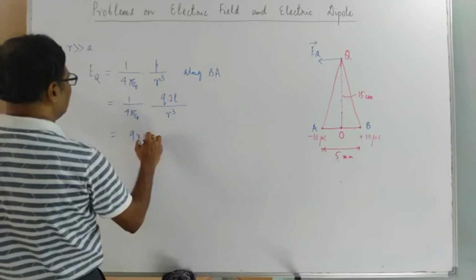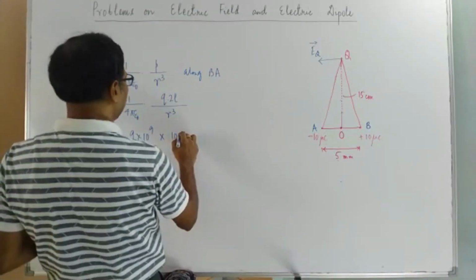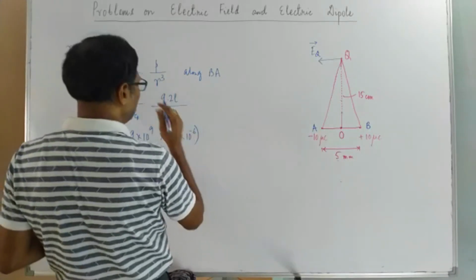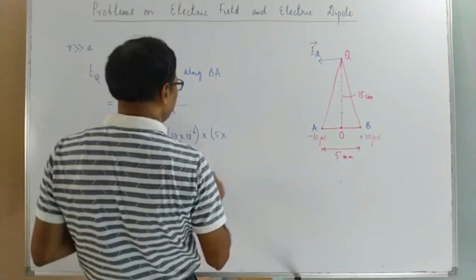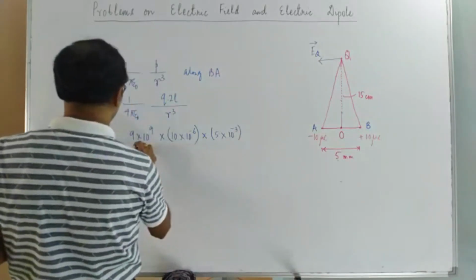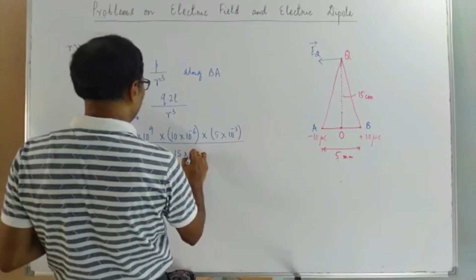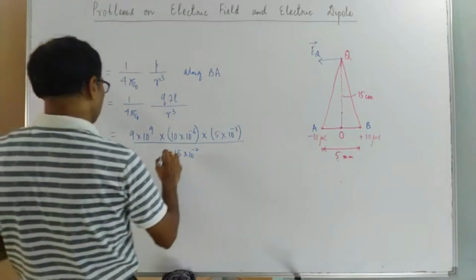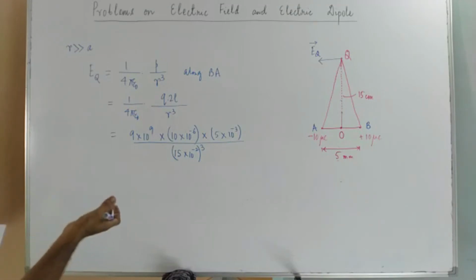So this value is 9 into 10 to the power 9. Q, you consider any magnitude of these two charges, so 10 into 10 to the power minus 6 coulomb. Then twice L, 5 millimeters. So this is to be converted into meters. So 10 to the power minus 3 to be multiplied with 5 divided by 15 into 10 to the power minus 2 meters, whole cube. So you have 9 into 10 to the power 9 into 10 into 10 to the power minus 6 into 5 into 10 to the power minus 3 divided by 15 into 10 to the power minus 2 whole cube.